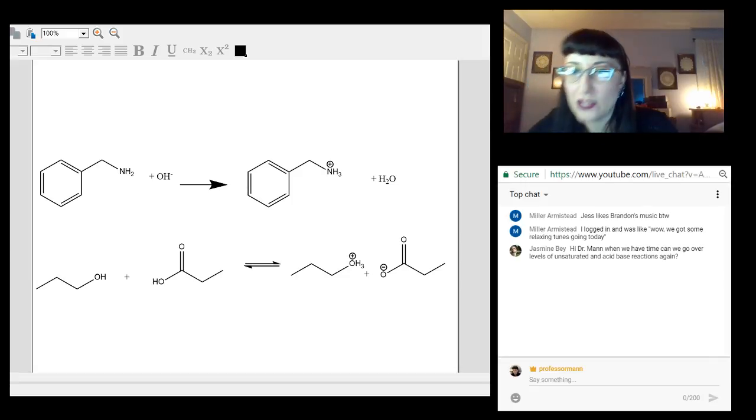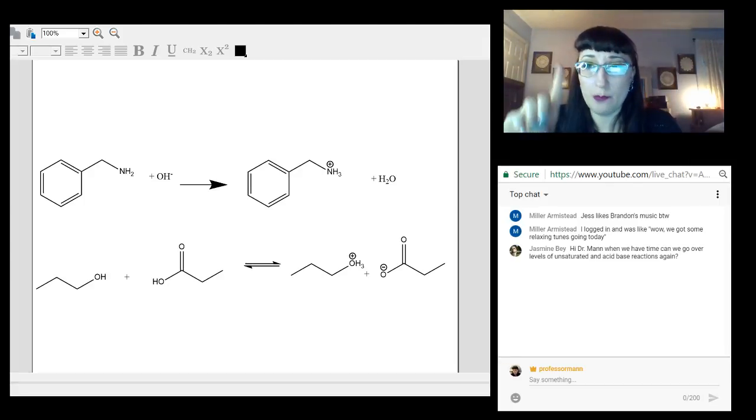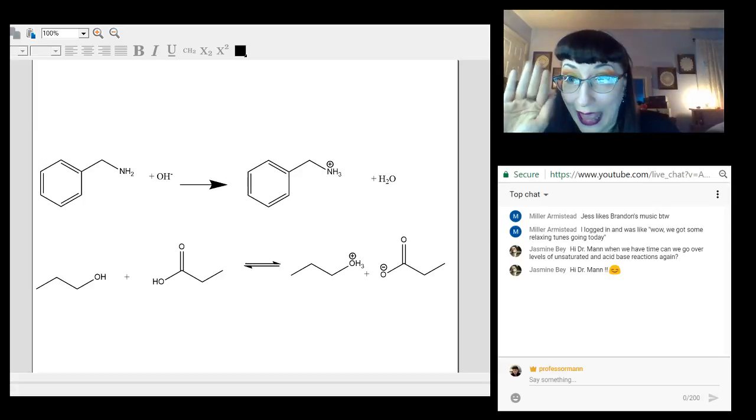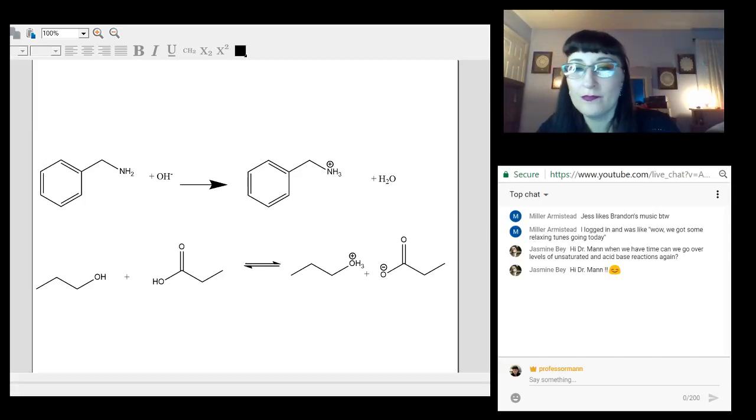Levels of unsaturation. So levels of unsaturation is just anytime you're missing hydrogens basically from a molecule, meaning you have double bonds, triple bonds, so any kind of pi bonds, or a ring. So if you have 1 pi bond, that's 1 unit of unsaturation. If you have 2 pi bonds, that's 2 units of unsaturation, etc. If you have like 5 rings in a system, that's 5 units of unsaturation. So you can basically look at it and predict it that way.